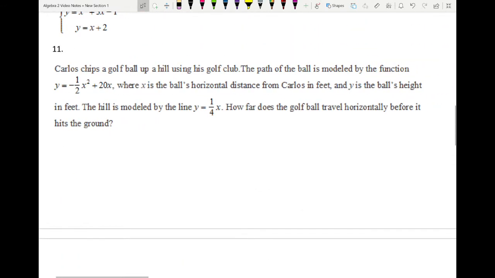All right, let's look at number 11. Carlos chips a golf ball up a hill using his golf club. The path of the ball is modeled by the function y equals negative 1/2 x squared plus 20x, where x is the ball's horizontal distance from Carlos in feet, and y is the ball's height in feet. The hill is modeled by the line y equals 1/4 x. How far does the golf ball travel horizontally before it hits the ground?